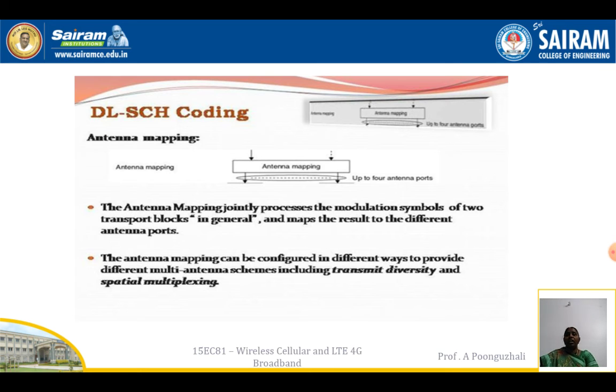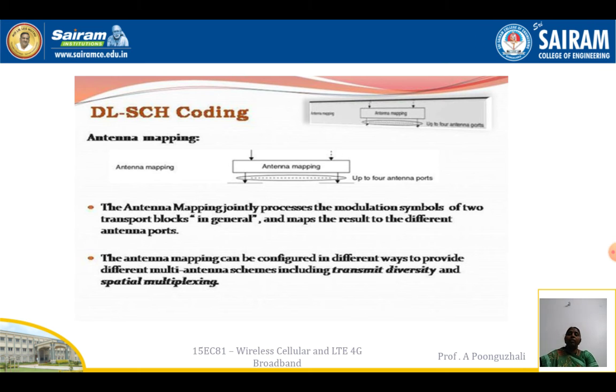And next is your antenna mapping. Whatever data we have got, the modulated symbols, should be sent. For sending it, we are going to use antenna mapping, which consists of 4 antenna ports. It is going to process the modulation symbols of 2 transport blocks and map the resulting symbols to different antenna ports. The antenna mapping can be configured in different ways for different multi-antenna schemes, including transmit diversity and spatial multiplexing.